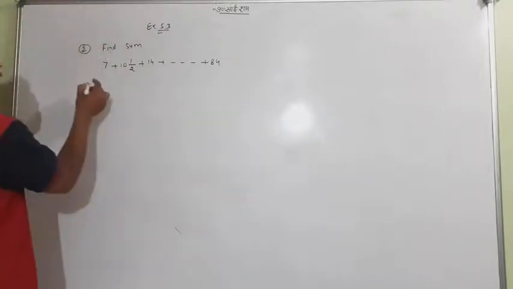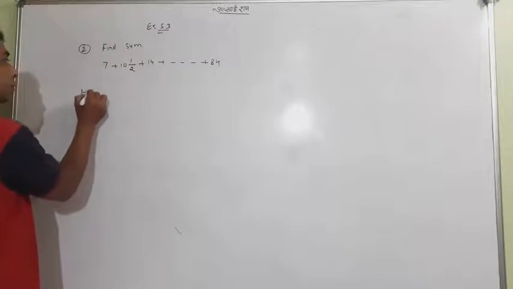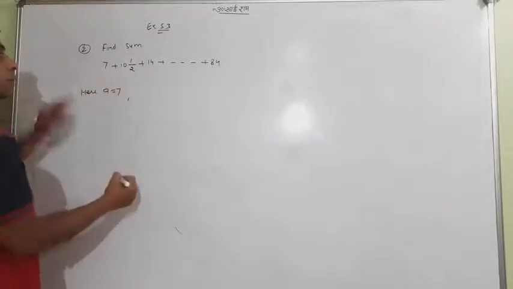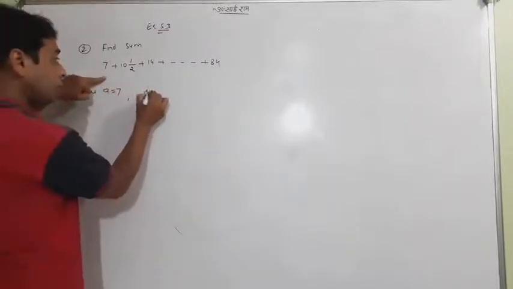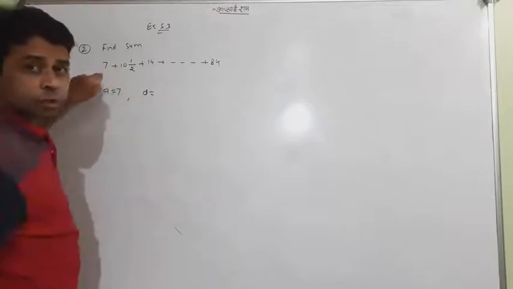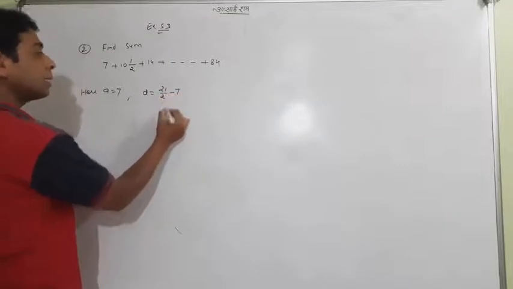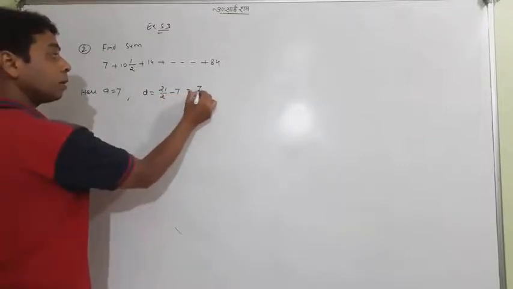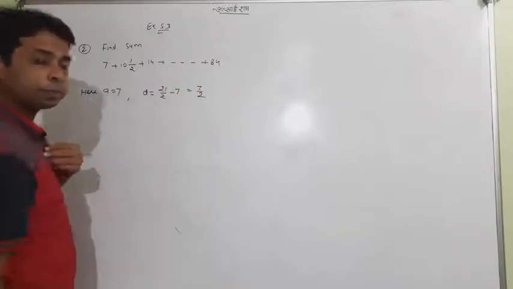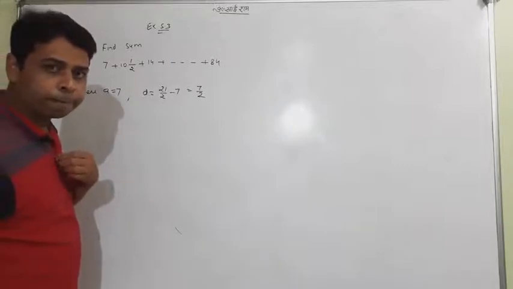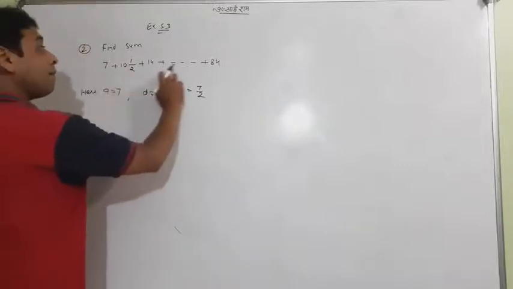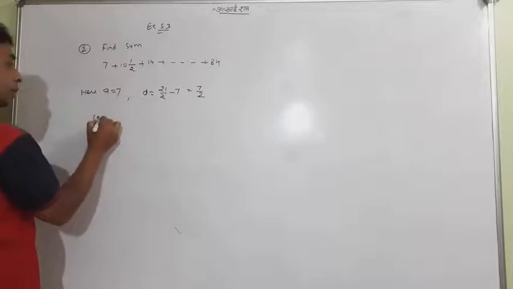So students, let me first explain that here a equals 7, d is equal to the second term minus the first term. So what is the second term? It is 21 by 2 minus 7, meaning after taking LCM, 7 by 2 will come. We don't have the number of terms, so we say let the number of terms be n.